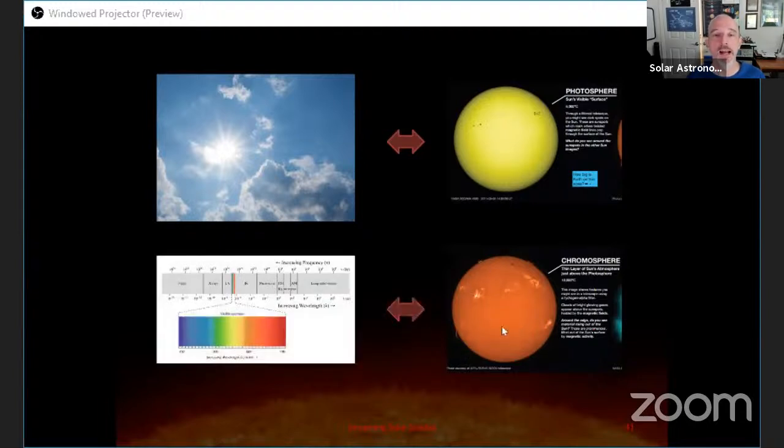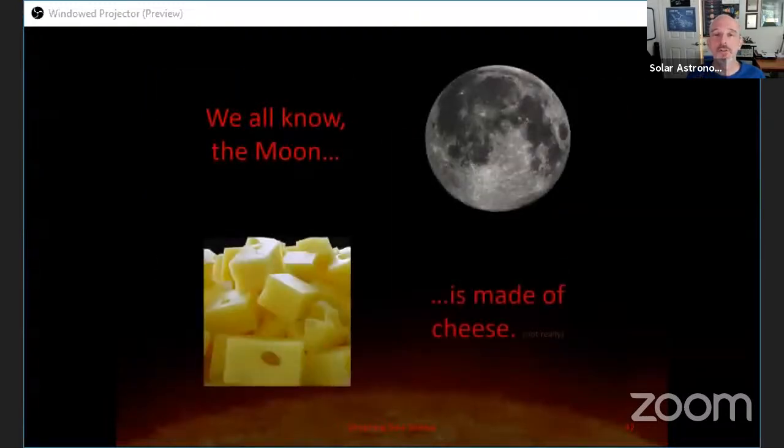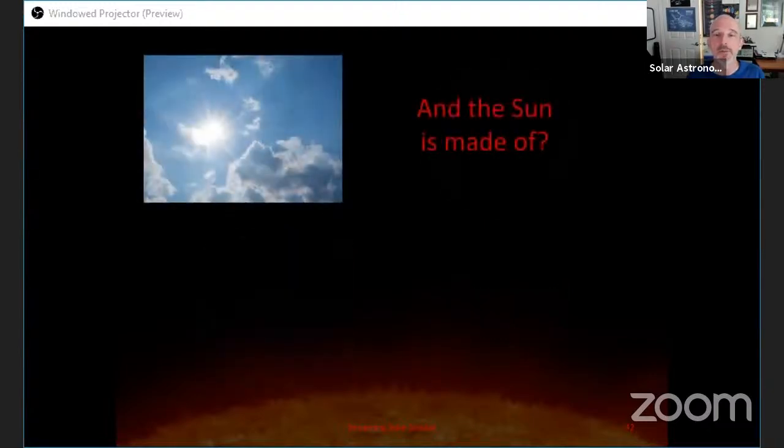There we have to go back and think about the electromagnetic spectrum that Ananya talked to us about. We have to think back to this bit of science. So for reference, we all know that the moon is made of cheese. Okay, not really. If you want to know the true answer, you can come to the nighttime astronomy sessions. Since we're here to talk about the sun, let's ask, what is the sun made of? That will help us understand the light that is coming from it.